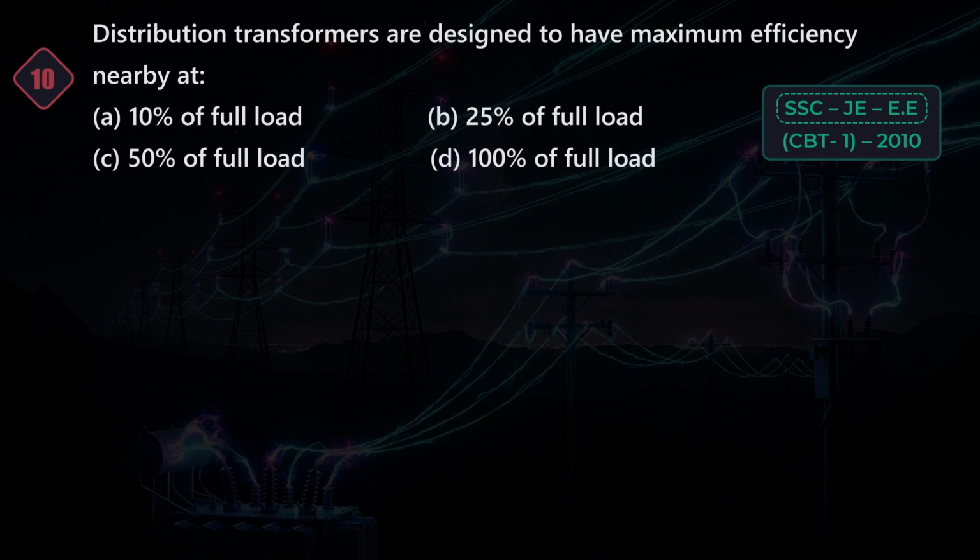Distribution transformers are designed to have maximum efficiency nearly at option A, 10% of full load; option B, 25% of full load; option C, 50% of full load; and option D, 100% of full load. Now we know that efficiency is a critical parameter for any electrical machine. However, the point at which a transformer reaches its maximum performance depends upon the application where the transformer is used.